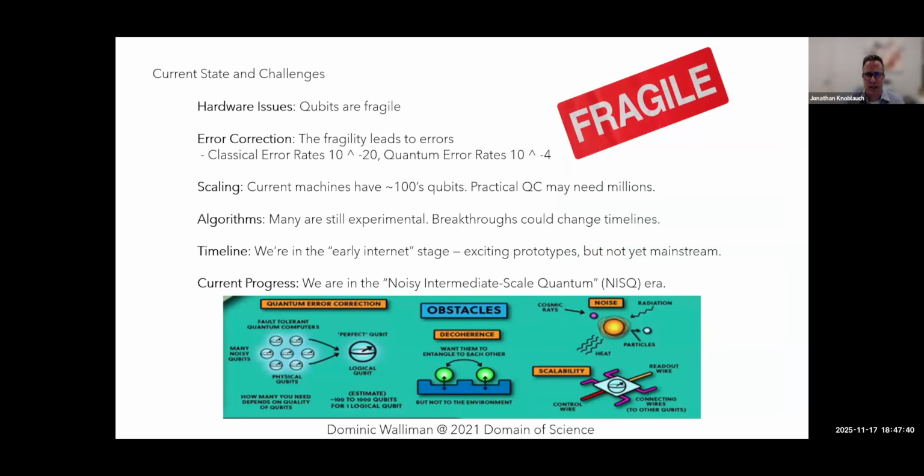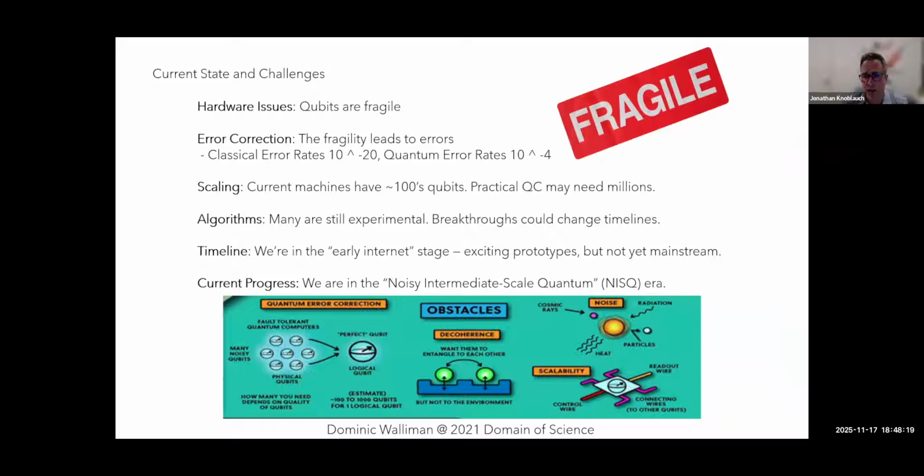So current state and challenges. If they're so great, why don't we have one in every office? That's because building a quantum computer is incredibly difficult. There are hardware issues. Qubits are fragile. They lose their quantumness, a process called decoherence, very easily from interactions with their environment, even tiny vibrations or temperature changes. So they need extreme isolation, often requiring super cold temperatures, which is colder than outer space.